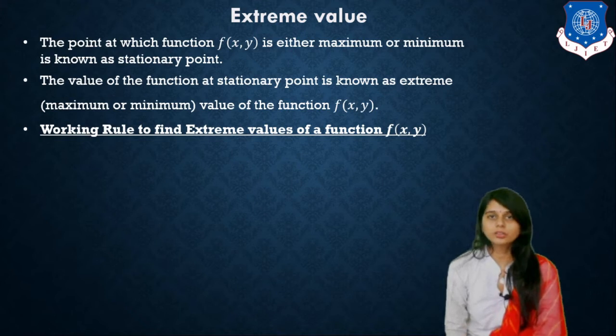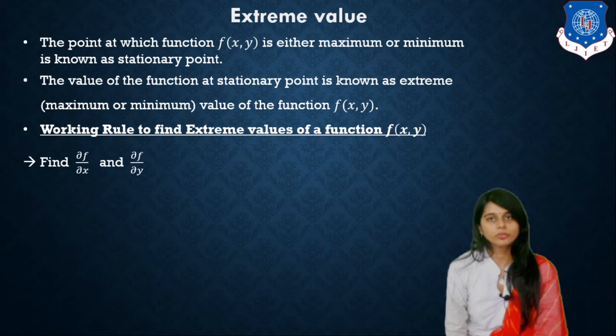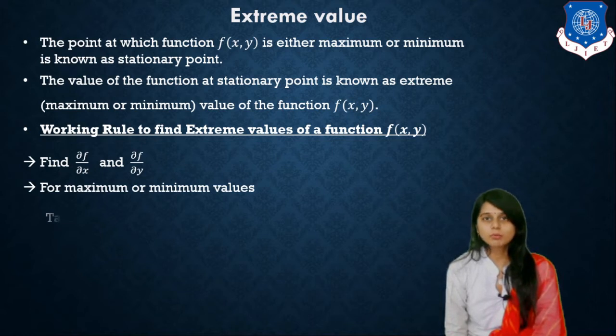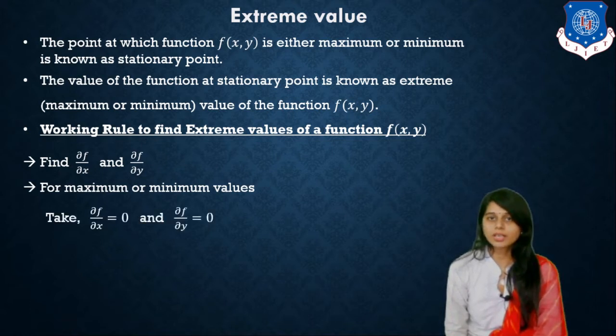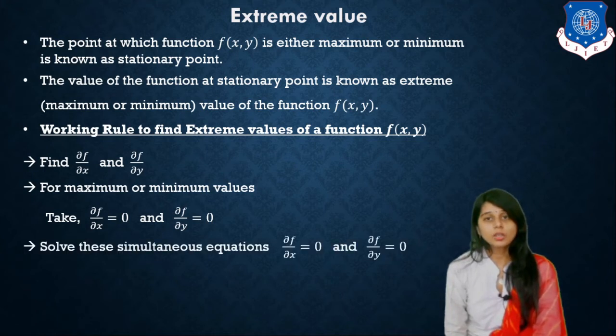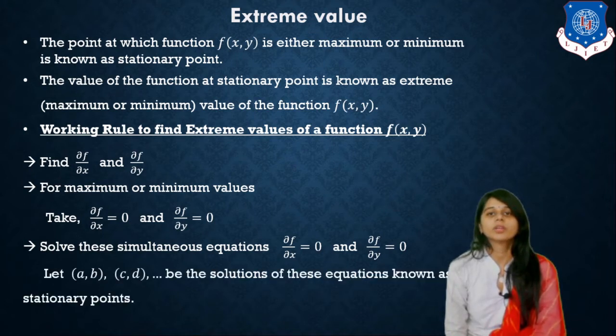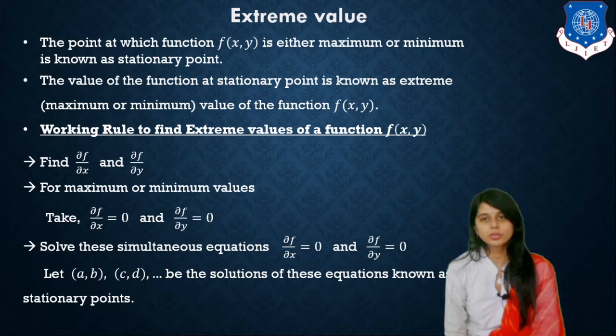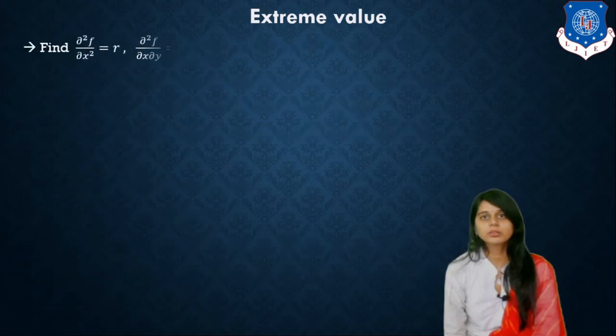Working rule for the extreme value of the function f of x,y. First, we have to find del f by del x and del f by del y. For the maximum or minimum values, take del f by del x equal to 0 and del f by del y equal to 0. Solve these simultaneous equations. Let (a, b), (c, d) be the solutions of these equations, known as stationary points.